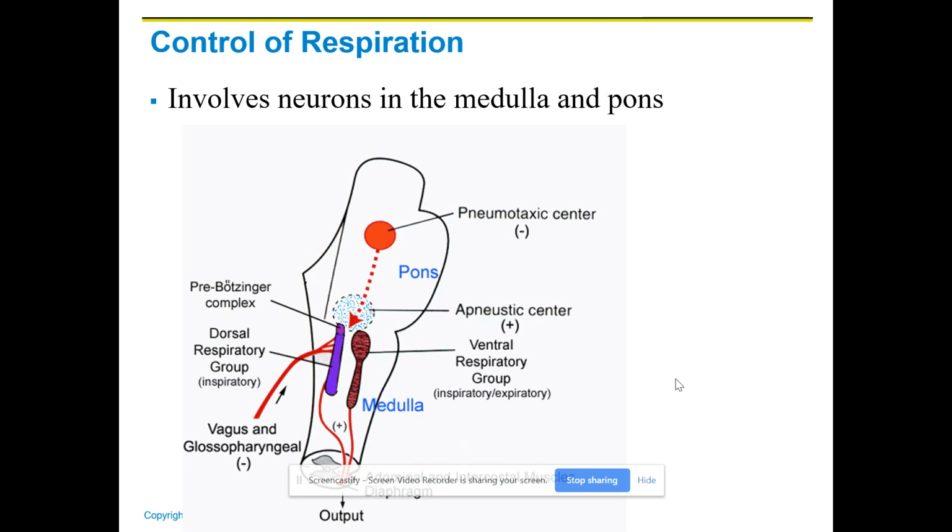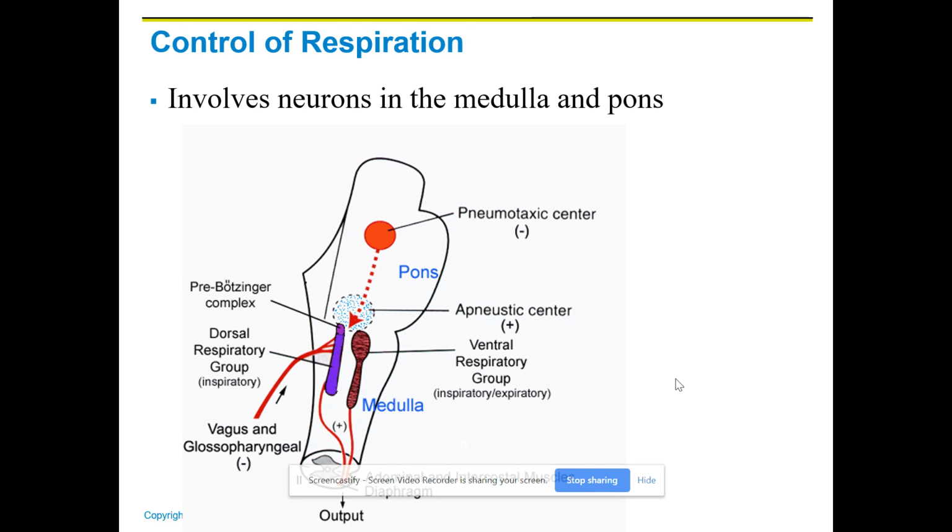The exact opposite of that is called the pneumotaxic center. Again, P-N-E-U means air. Taxi means to move. So in other words, we're moving air. We're moving too much air. So the pneumotaxic center says, you're moving too much air, slow down. So it tells the centers in the medulla, don't breathe as quickly, don't breathe as deeply.